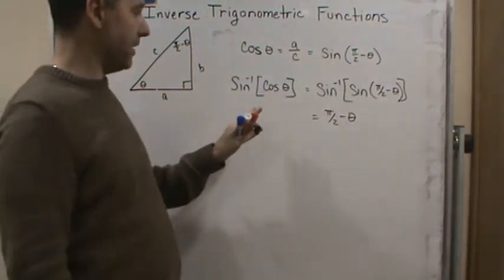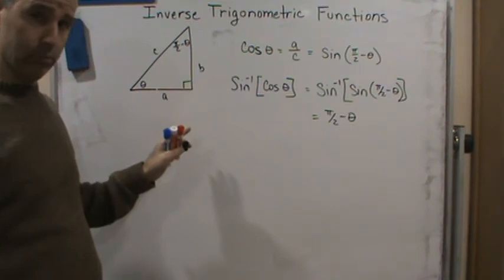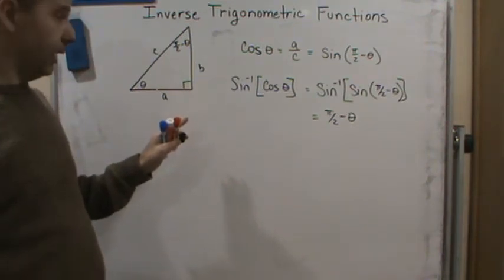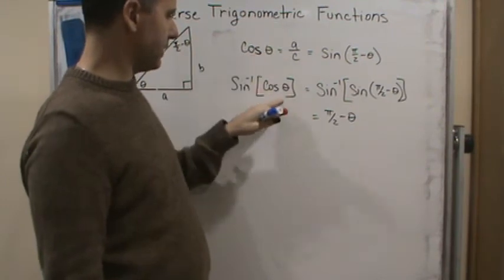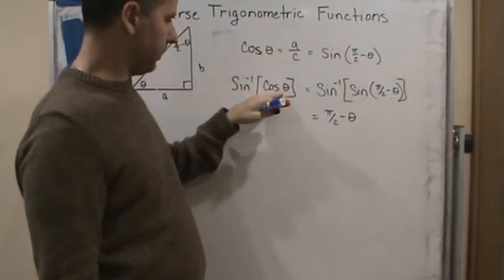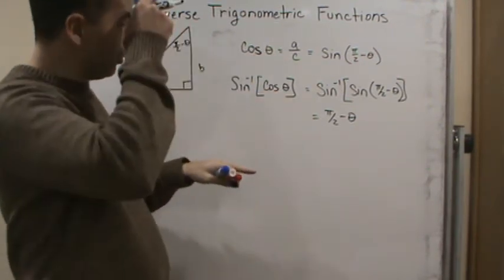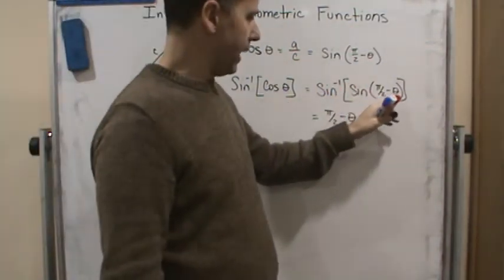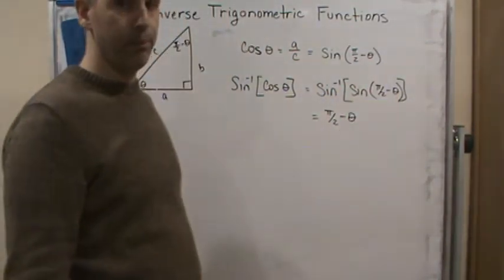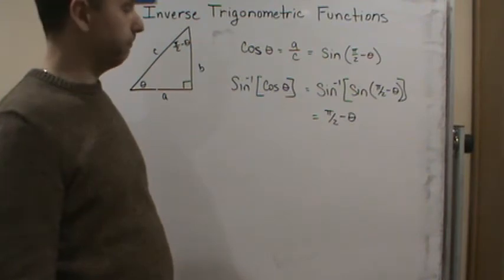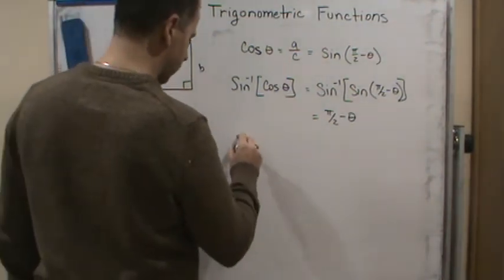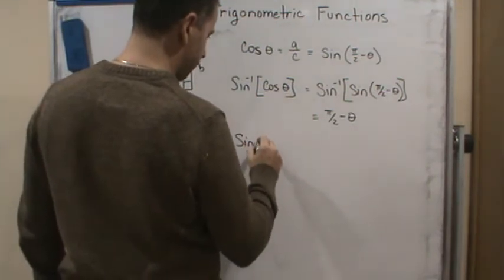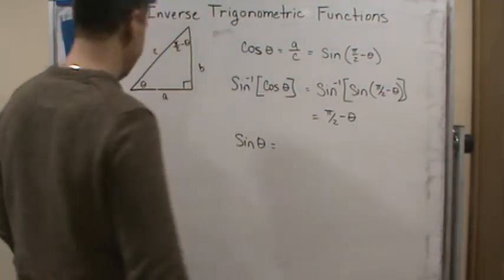But if it's not, then we have to find another angle that gives us the same result, and we'll have to replace it with that. And then once we find that angle, we subtract that angle from pi over 2.